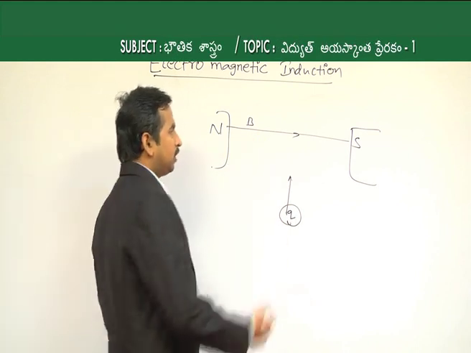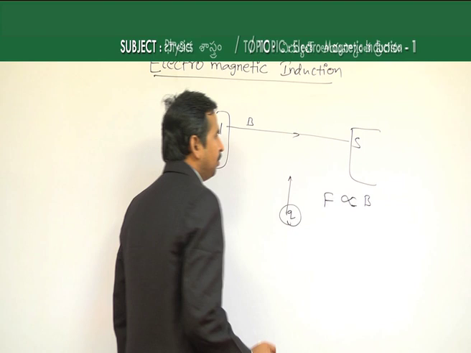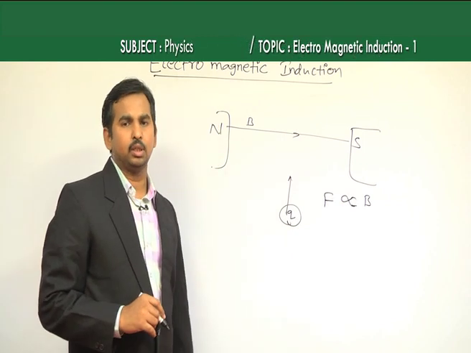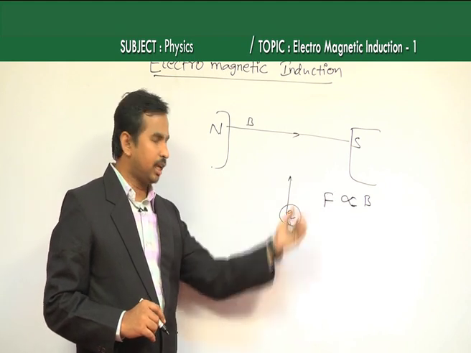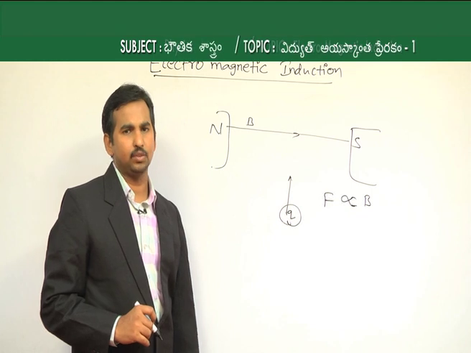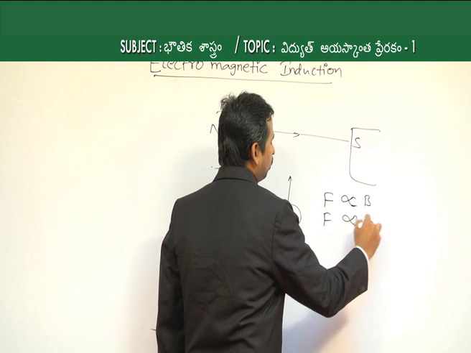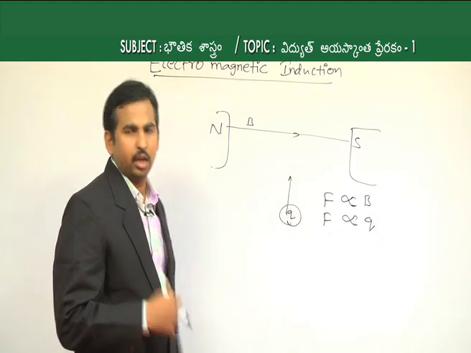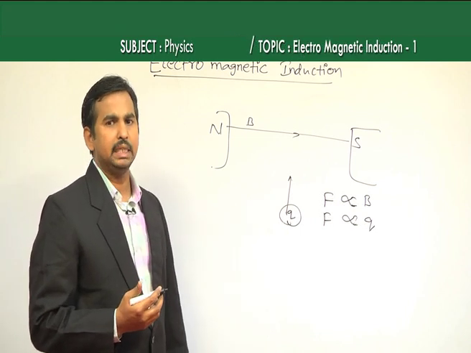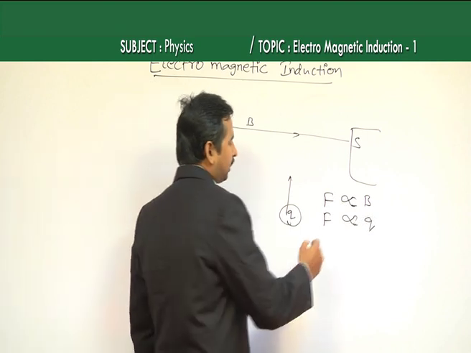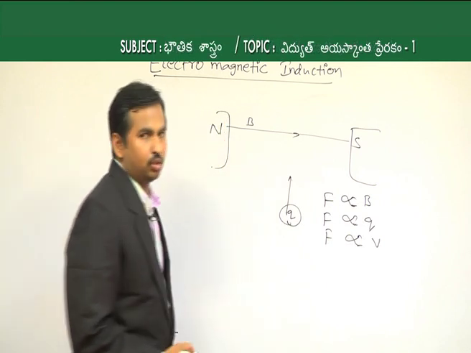We know that whatever the force acting, it is directly proportional to the strength of the external magnetic field we are taking. Okay? The force acting on this charge q is directly proportional to the magnetic field strength. And not only that, this force is directly proportional to the magnitude of the charge we are taking. The more charge we take, the more the force acting there increases. And another important factor is that F is directly proportional to the velocity with which the charge is moving.